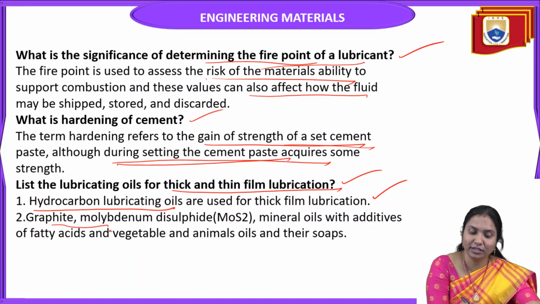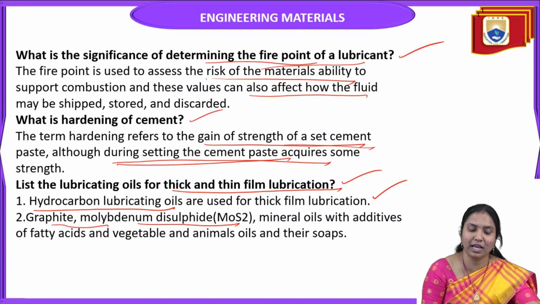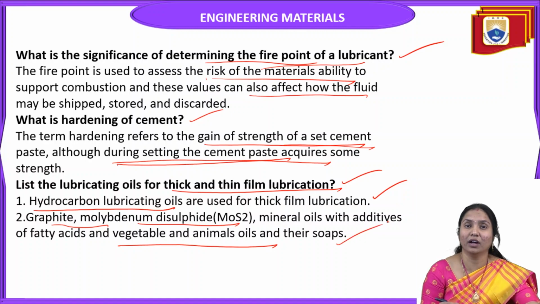And graphite, molybdenum disulfide and mineral oils with additives of fatty acids and vegetable and animal oils and their soaps. They have high viscosity nature. So that's a high oiliness nature. So that's why we prefer them in thin film lubrication, because in that case we are using high speed and low load. And extreme pressure lubrication also we prefer these more oily lubricants with additives, because in that case high heat, high load and high speed, it generates more heat. So it can be avoided by using these mineral oils with additives or the fatty acids.